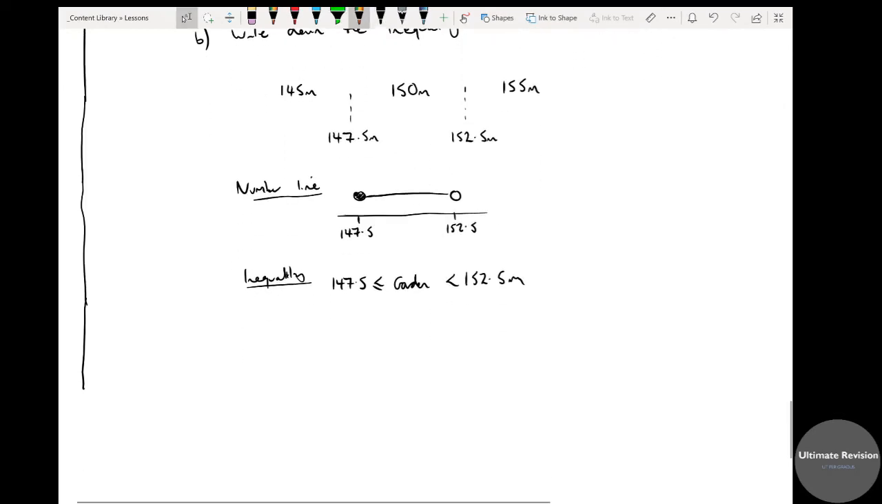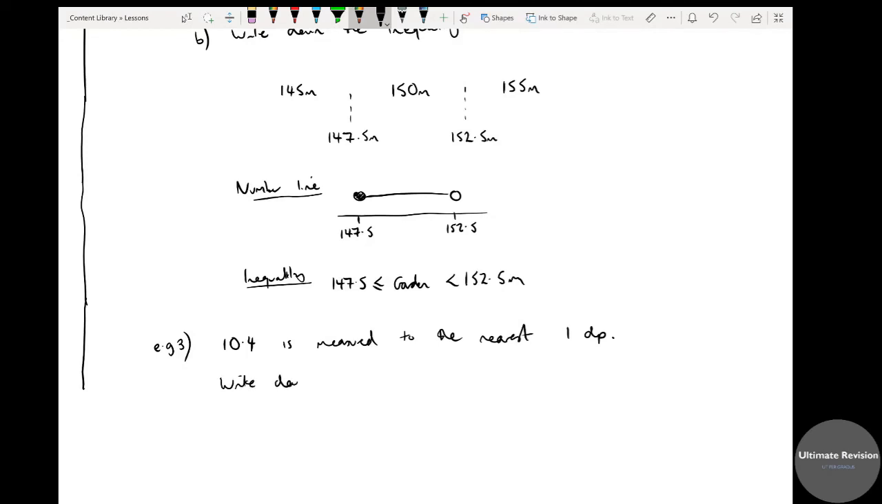Okay. Right, your final example is more mathematical, but it works in exactly the same way. So 10.4 is measured to the nearest 1 decimal place. Okay, write down now the error interval. That's a different way of writing inequality. Error interval means inequality. For now, I'm actually going to say x equals 10.4 and is measured to the nearest 1 decimal place. Write down the error interval for x.